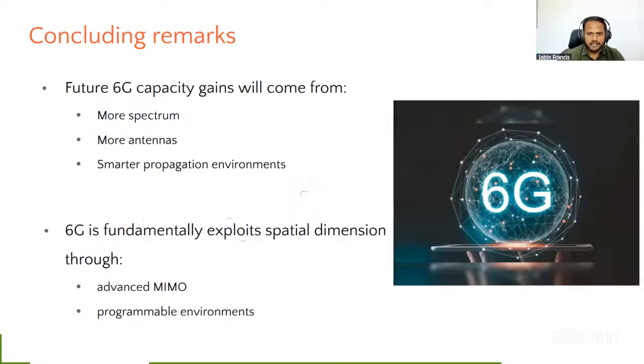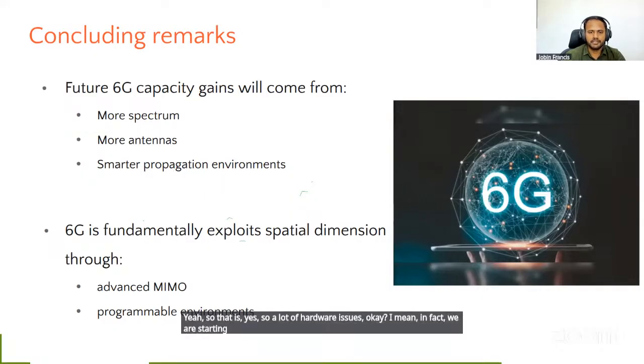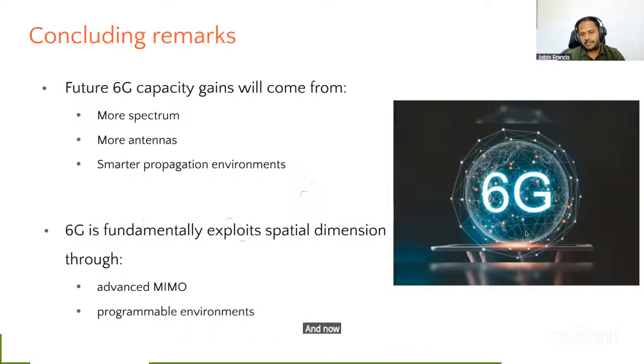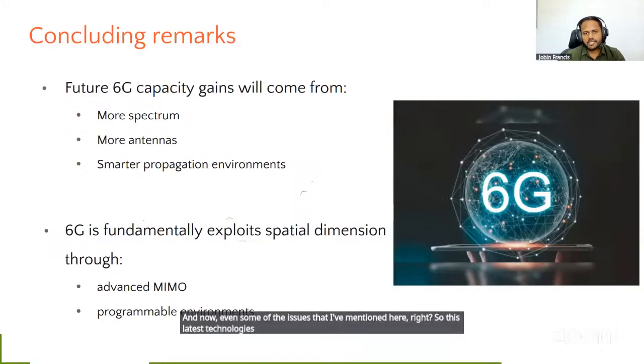Yes, so a lot of hardware issues. In fact, we are starting to push the limits of hardware here. Till now, communication has mostly been an algorithm or a signal processing problem, and now even some of the issues that I've mentioned here, these latest technologies, are pushing the hardware limit.